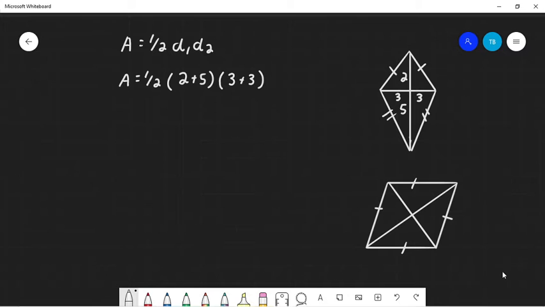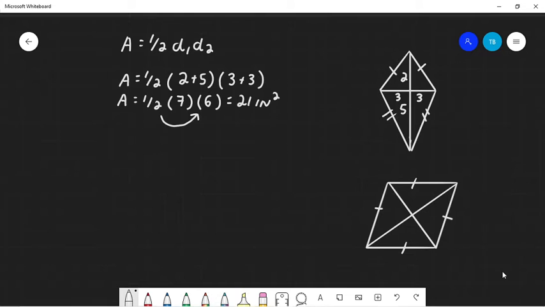All right, then we simplify. Area equals 1/2 of 2 plus 5 is 7, and then 3 plus 3 is 6. And that equals, we can do 1/2 times the 6, since the 6 is even, so 1/2 times 6 is 3, times the 7 is 21. And we said that that's inches. So the area of this kite here would be 21 square inches. Pretty easy, right? All right, now let's do one for the rhombus that we see below.